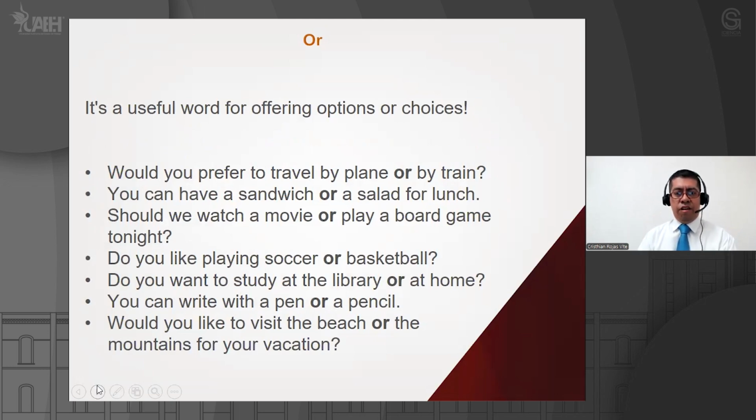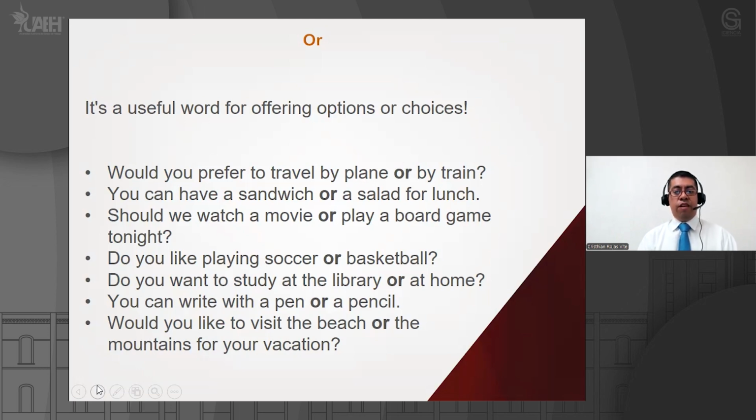And right here, as you can observe, we have many more examples. Let's check the first one. Would you prefer to travel by plane or by train? You can have a sandwich or a salad for lunch. But remember, you can only choose one option. Number 3, should we watch a movie or play a board game tonight? So remember, these are the two options, and right now, you select only one of them.